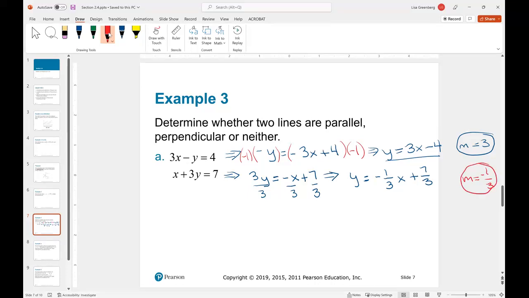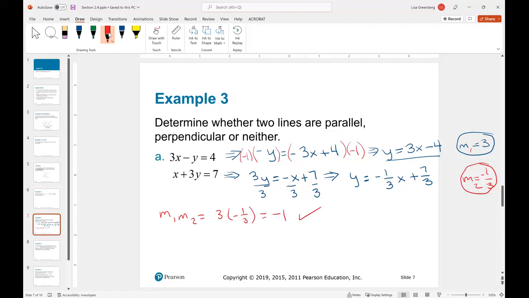Well, if the first m is equal to 3 and the second m is equal to -1/3, how do you check this? Well, we know they're not parallel because they would have to be the same. If they're perpendicular, then I'll call this M1, I'll call this M2. So M1 times M2 would be equal to 3 times -1/3, which equals -1, check.